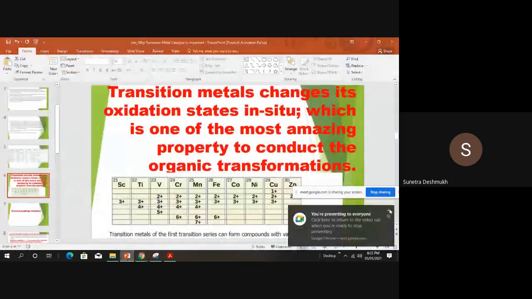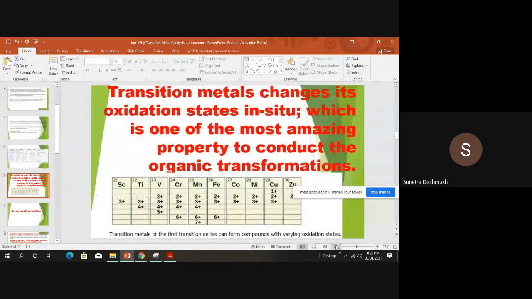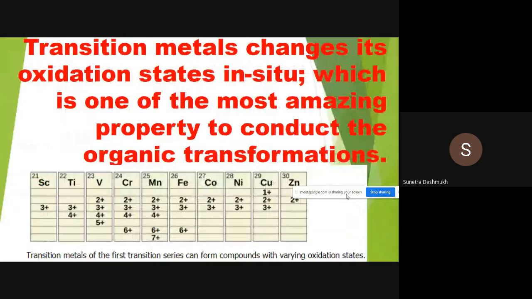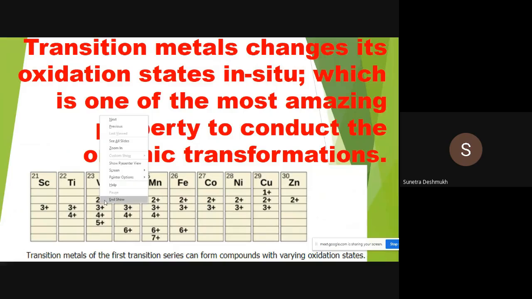Okay, so why do we use transition metals in organic transformation? Because as we can see in this table, each transition metal in the first series, scandium, titanium, vanadium, chromium, manganese, cobalt, nickel, copper, zinc, almost all of them show different oxidation states. That means transition metals change their oxidation state in situ.